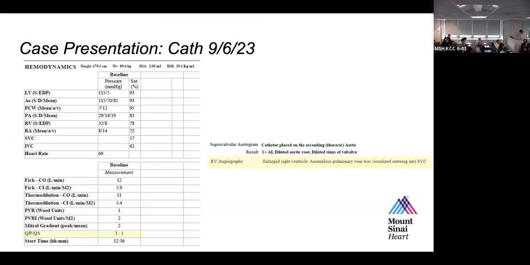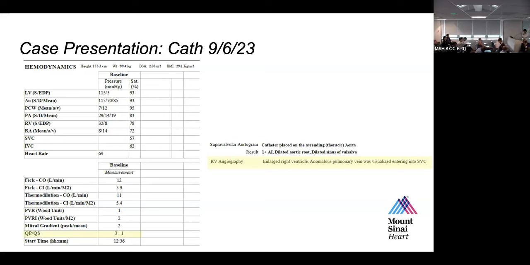Also, the nice thing about MRI is you are able to calculate QpQs even with multiple sources of pulmonary blood flow, and you have different ways of making sure that your QpQs makes sense. So you can look at your RV and LV volumes, if you don't have significant valve regurgitation, compare those two, and look at multiple other flows to get your QpQs.